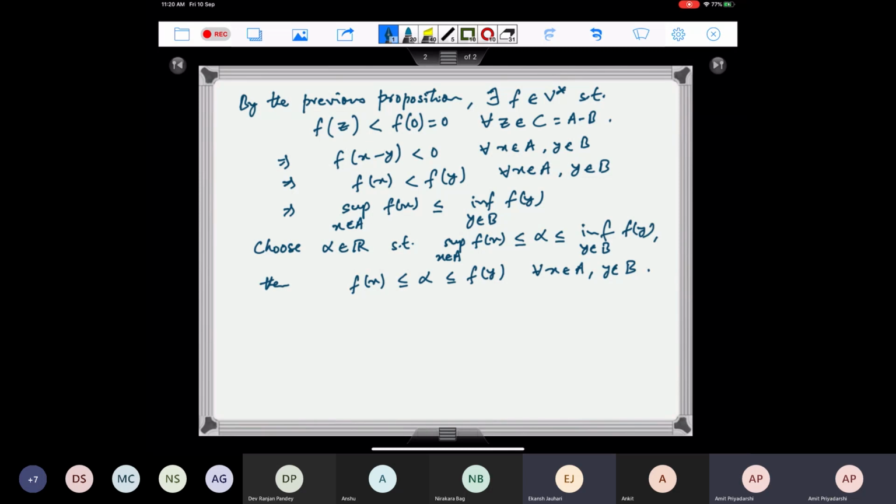Okay, sir. Yes. Is it okay? So what I am saying is that you cannot have strict inequality in both of these. So it may be that one of them is equality. Of course, both equality also is not possible by this.